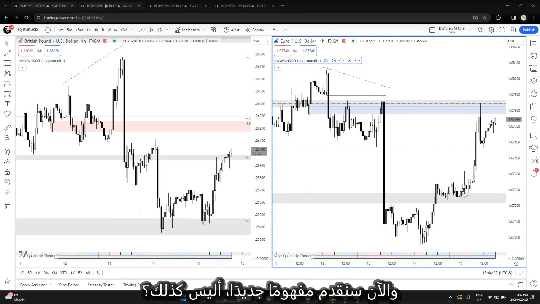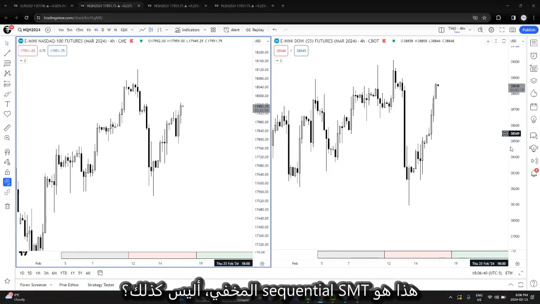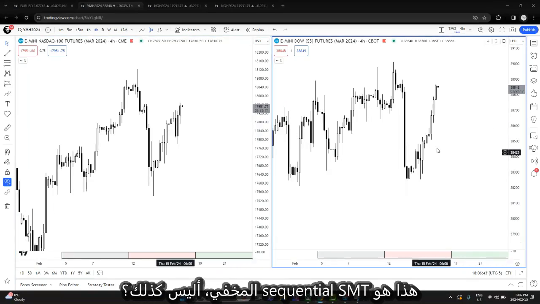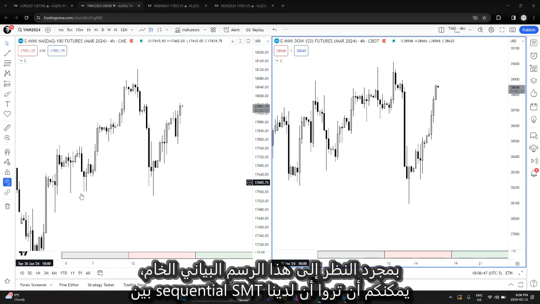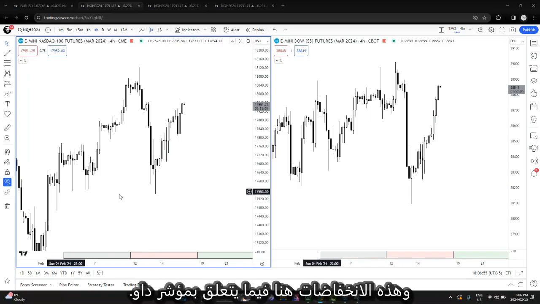And now we'll introduce a new concept, right? This is the hidden sequential SMT. By just looking at this raw chart, you guys can see that we had SMT between these lows here, and these lows here in regards to the Dow.